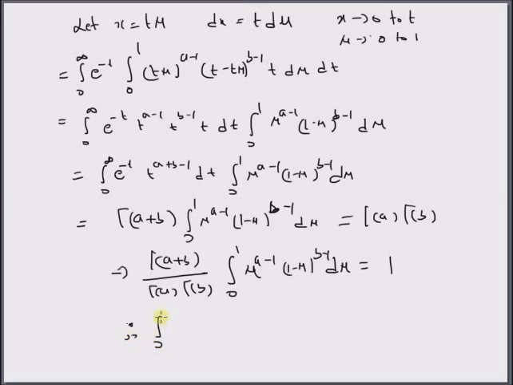Therefore, the integral from 0 to 1 of the beta distribution of mu given the parameters a, b d mu is equal to 1. Hence, the beta distribution is normalized.